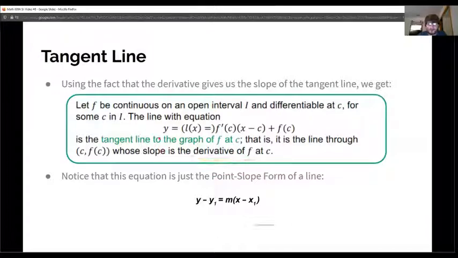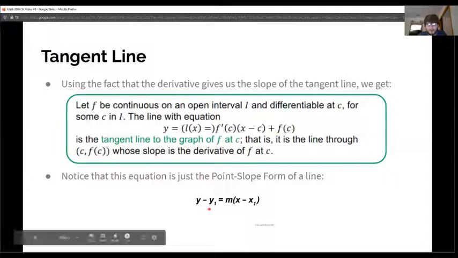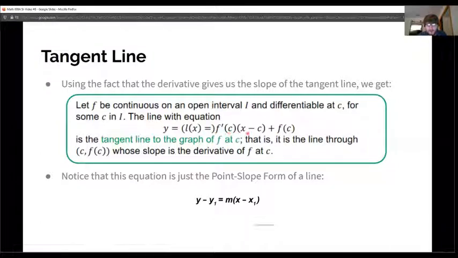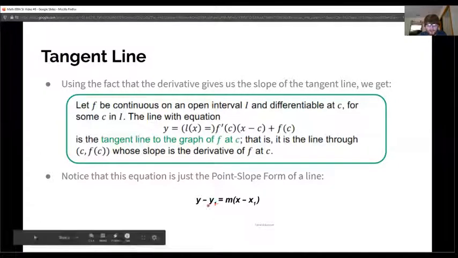So notice that this is in the same form as point slope form. This is just point slope form where we're getting this slope value from our derivative. You can see here we have y minus y1 equals m times x minus x1. We have the same thing here. This is our m, this is our x minus x1, and this minus y1 has been added to the other side here, so this is our y1, okay?